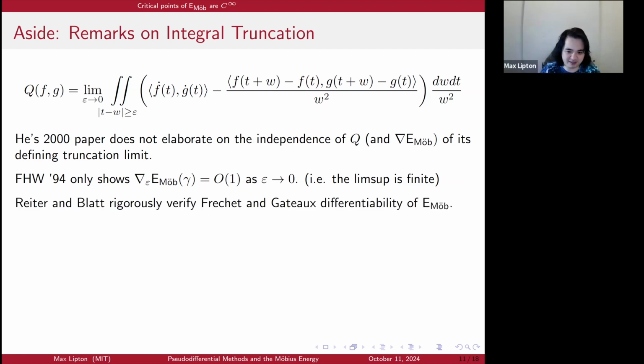And I'll explain what I mean by that in a second. But these ambiguities were resolved when Reiter and Blatt rigorously verified both Fréchet and Gateaux differentiability of the energy functionals associated with the Mobius energy, in addition to a larger class of curve energies where instead of having squares in the denominator, we can have arbitrary exponents ranging from, say, 2 to 3.